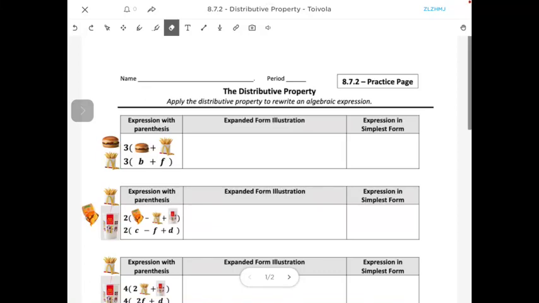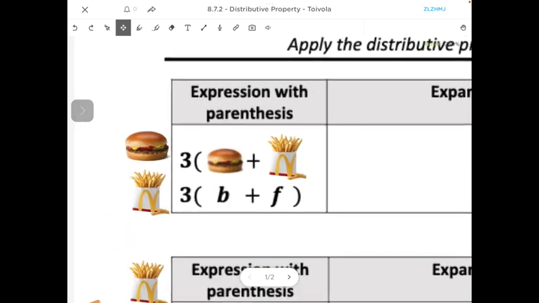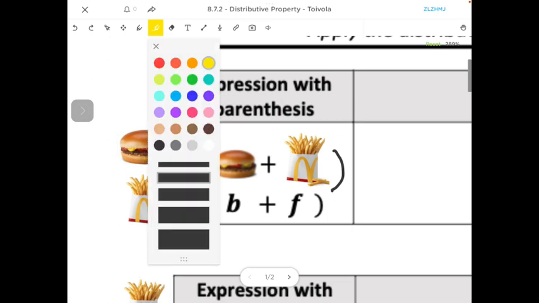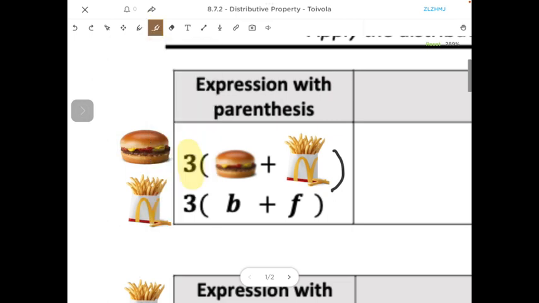Hey, sixth grade, here's your help video about the distributive property. I'm going to zoom in on the first box. It says expression with parentheses. So I see a number out in front. There's the number 3. That tells me how many times somebody is ordering this combo meal inside.